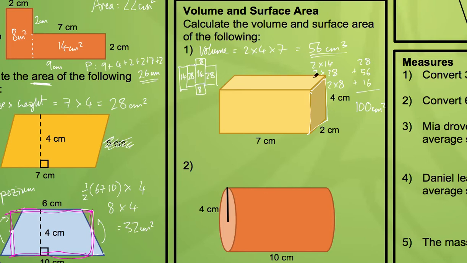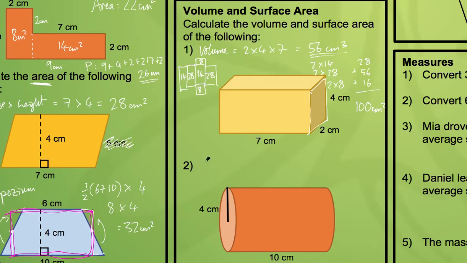So another way to think about that with a cuboid is just to make sure that you've done each of the pairs. I've got 7 times 4 times 2, 7 times 2 times 2, and 2 times 4 times 2. And that's what's gone into the 100 centimeters squared there.